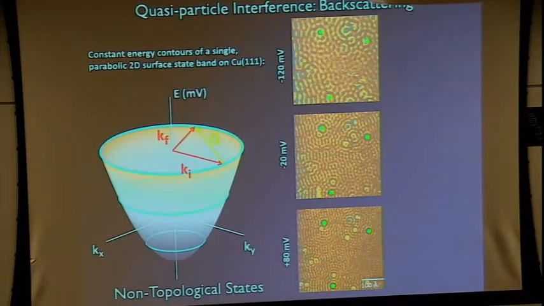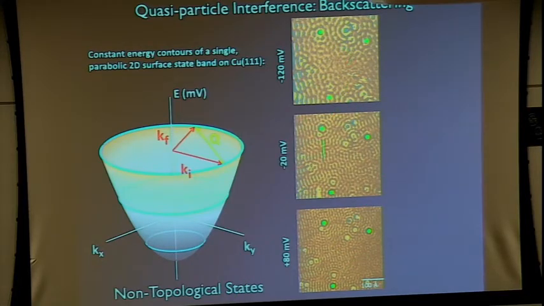So let's look at an ordinary surface state. This is a piece of copper. Copper has these Shockley states, which have been known for a long time. They are basically like a 2D electron gas living on the surface of copper, and they have a parabolic dispersion, which has been measured previously using angle-resolved photoemission. Now if you come with the STM and image a surface of copper, which has just a few defects on the surface, you can see these interference patterns.